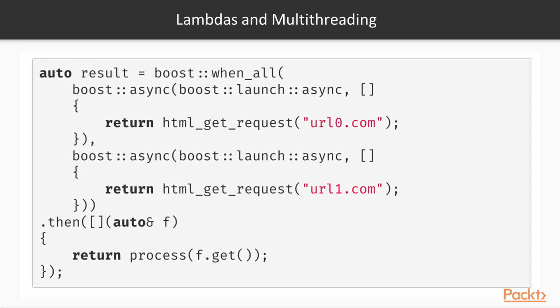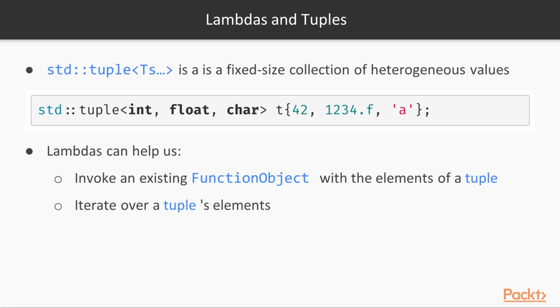Let's now look at how lambdas interact with tuples. std::tuple<Ts...> is a fixed size collection of heterogeneous values. As an example, you can say std::tuple<int, float, char> t, and initialize it with an int, a float, and a char. And this will basically store them as if they were in a struct.